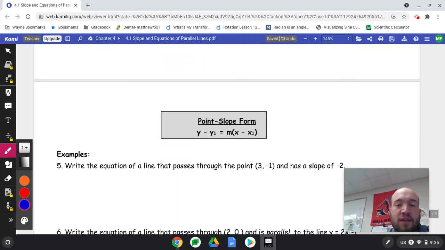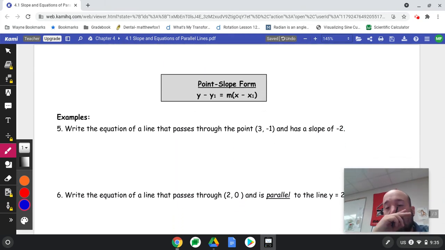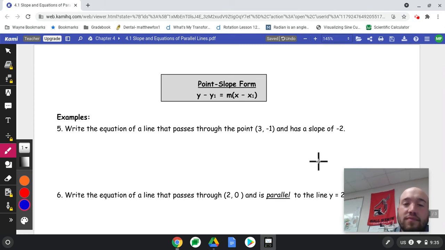All right. Now, sometimes we aren't given the y-intercept. Sometimes we are given a point and a slope. So it says write an equation of a line that passes through the point 3, negative 1, and has a slope of negative 2. So in that case, we will use our formula here, point-slope form. We are given this slope. Okay, we are given this point. Which one comes first? Hopefully you know the 3 is our x, and our negative 1 is our y.